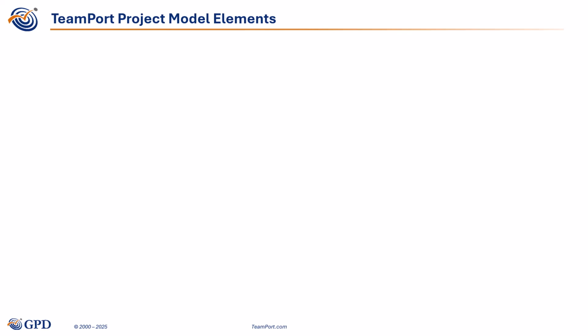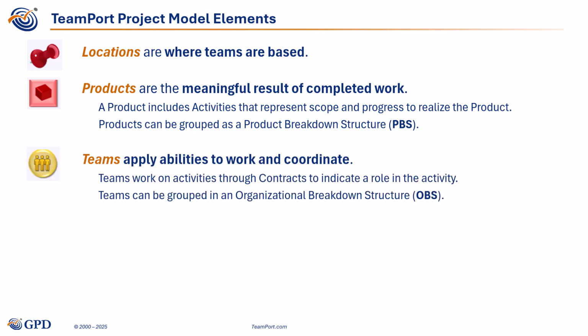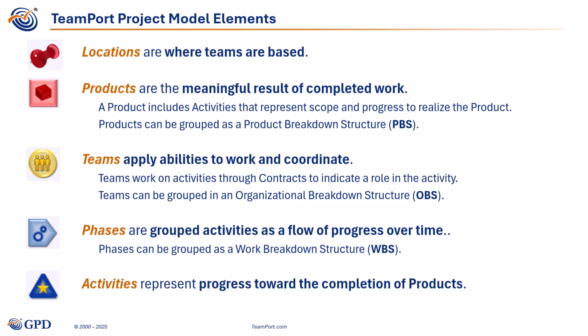In Designer, a project is visually described with a few simple elements. Locations are shown as pins on a map. Products, the project deliverables, and result of completed work, are shown as red squares. Teams, people with abilities to work and coordinate, are shown as yellow circles. Phases are groups of activities shown as light blue pentagons. The last of these basic elements, activities, are shown as dark blue triangles.